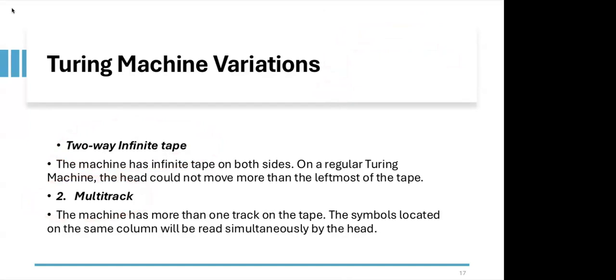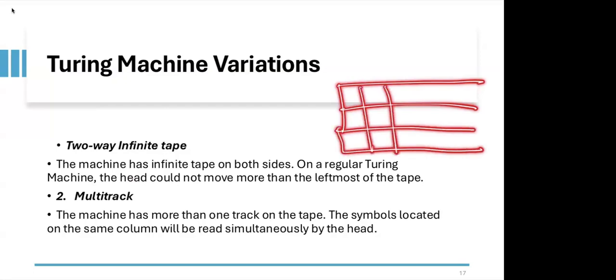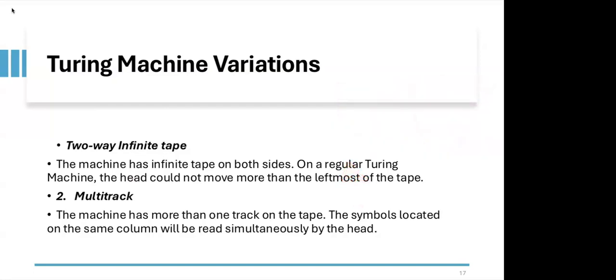Next, for multi-track, the machine has more than one track on the tape, and the symbols located in the same column will be read simultaneously by the head. In this type, the input tape has several tracks, and we still have one head, and the head can read every symbol in the same column. So we have three actions at the same time.